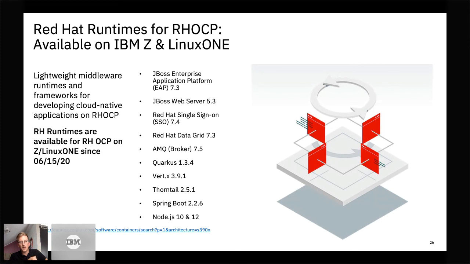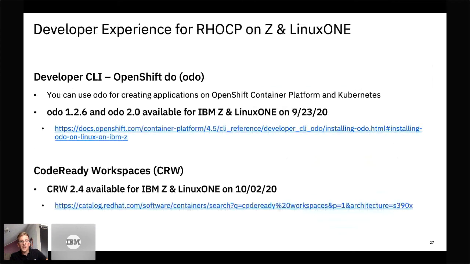The runtimes are also available on Z since June this year. So you can pick one of those and play around. And also in terms of the developer experience for OpenShift on Z, the command line interface, OpenShift Do or odo, is also available since 2 weeks ago, and you can try it out.